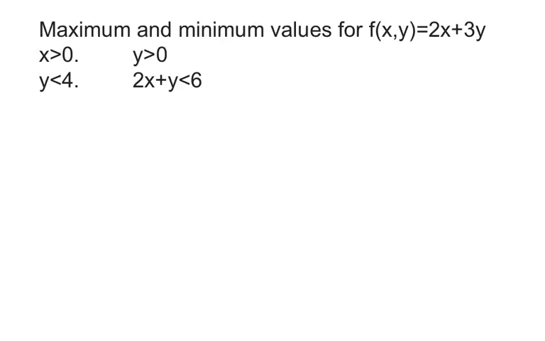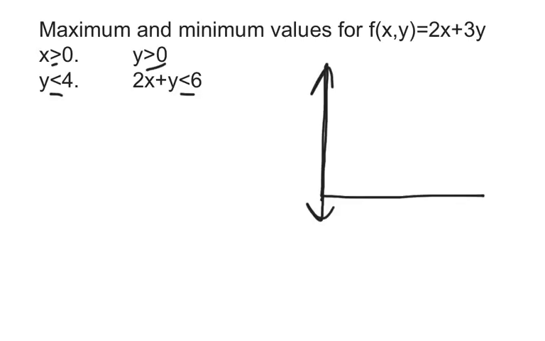We have to do this particular graph, and this time we have 4 lines. X is greater than, and all of these should be or equals. X is greater than or equal to 0. That's a vertical line at 0, 0. And I'm going to be to the right of that. Y is greater than or equal to 0. That's a horizontal line. Going to be above that.